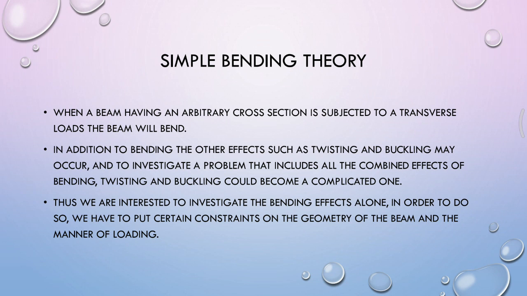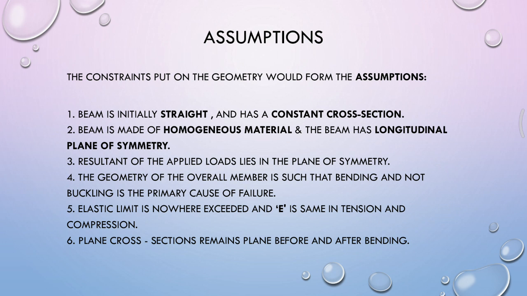What is simple bending theory? When a beam having an arbitrary cross section is subjected to transverse loads, the beam will bend. In addition to bending, other effects such as twisting and buckling may occur. To investigate a problem that includes all the combined effects of bending, twisting and buckling could become a complicated one. Thus, we are interested to investigate the bending effects alone. In order to do so, we have to put certain constraints on the geometry of the beam and the manner of loading. Now we shall understand what the constraints are.